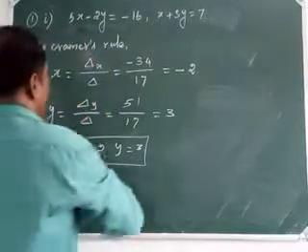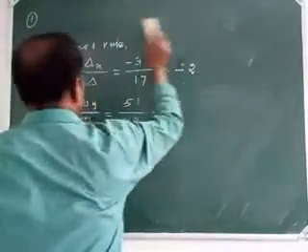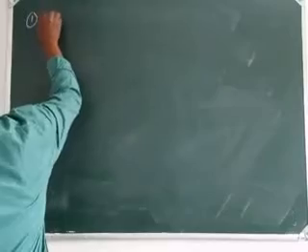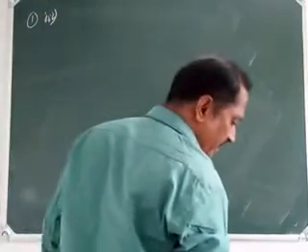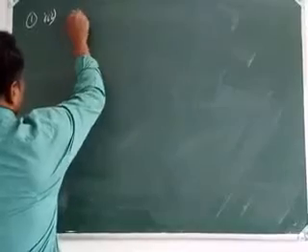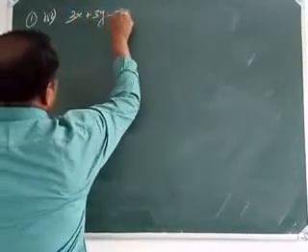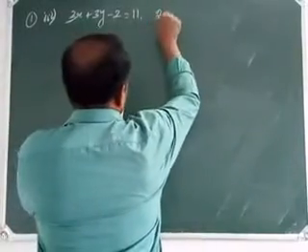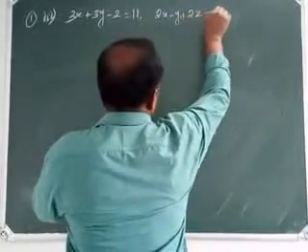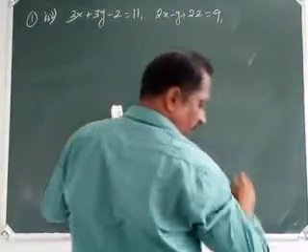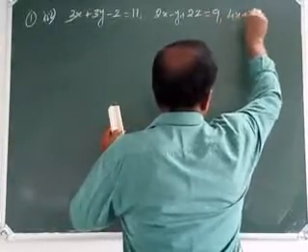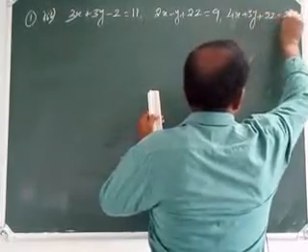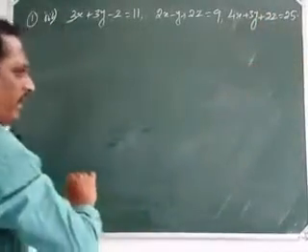This is the method for finding the variable values using Cramer's rule. And then next we have to see the three variable sums. For the three variable sum, we take the third question in the exercise, third division: 3x plus 3y minus z is equal to 11, 2x minus y plus 2z is equal to 9, 4x plus 3y plus 2z is equal to 25. These are the given equations.